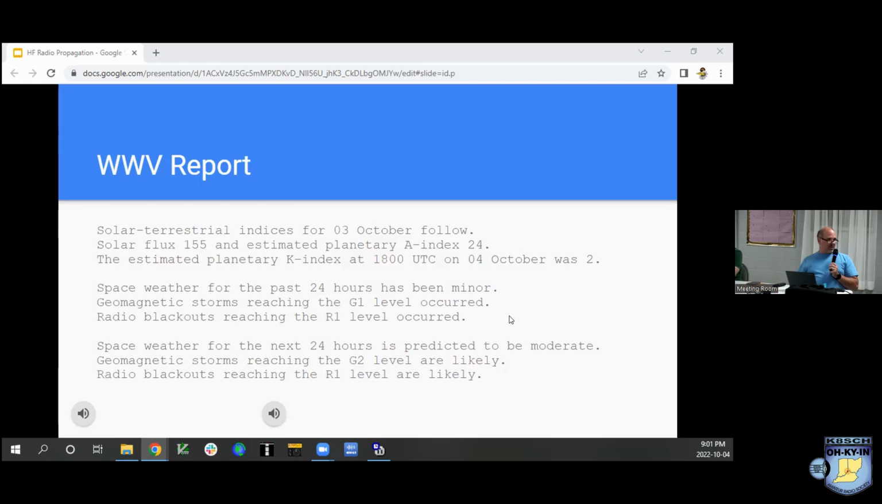So here is the report from the 1800 UTC report earlier today. So you see it talks about for October 3rd, the solar flux was 155, and the estimated planetary A index was 24. The estimated planetary K index, so remember, the K is both high, mid, low, and planetary wide, so they can do all these averages, was 2. So things are pretty quiet. The space weather for the past 24 hours has been minor. Geomagnetic storms reached the G1 level, so that's really nothing. Radio blackouts reached an R1 level. The next 24 hours are predicted to be moderate.